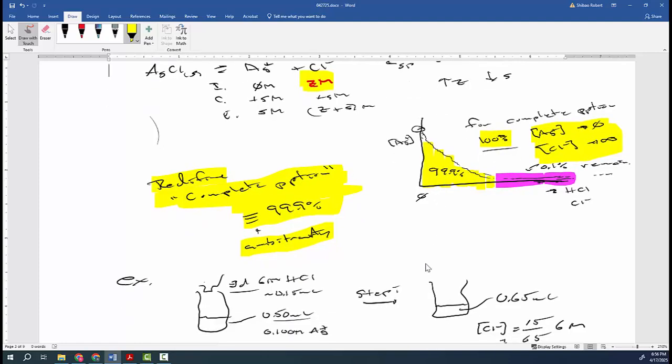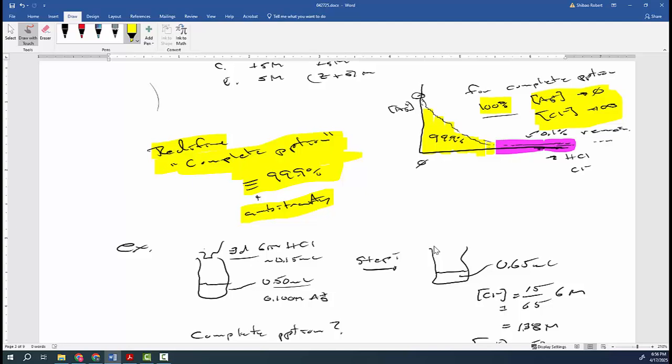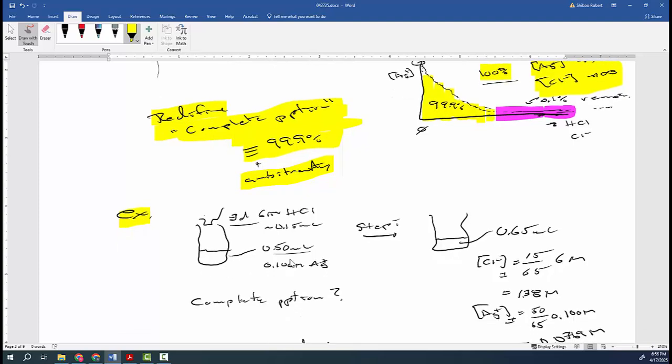All right, and so we can try a common ion precipitation type problem in this example here. This example is we're going to take about 10 drops of 0.100 molar silver ion solution, or about half a milliliter. Half a milliliter is about 10 drops. And then to that, we're going to add 3 drops of 6 molar HCl. It should be about 0.15 milliliters.